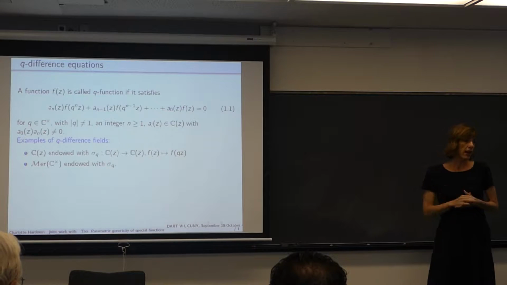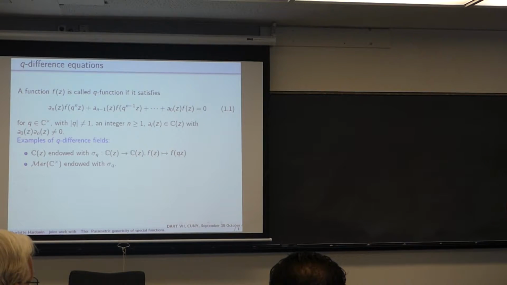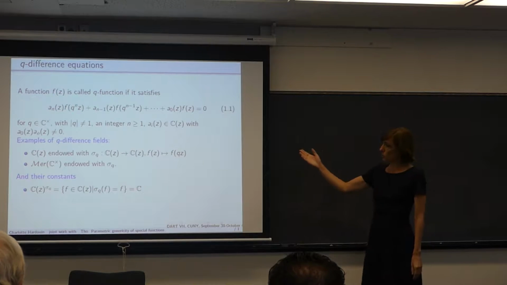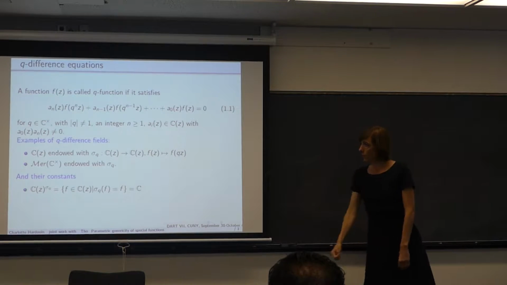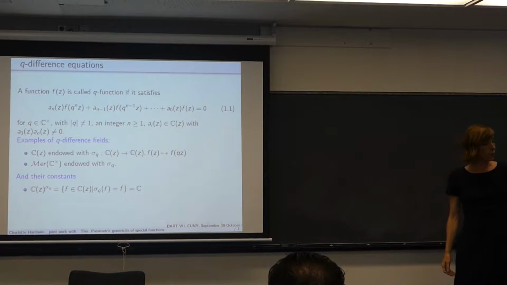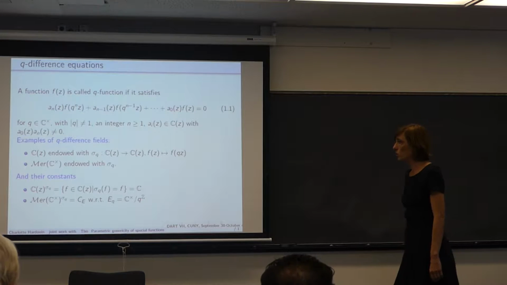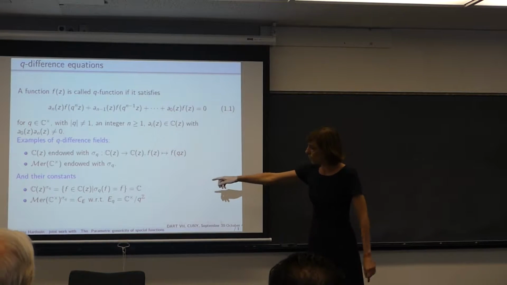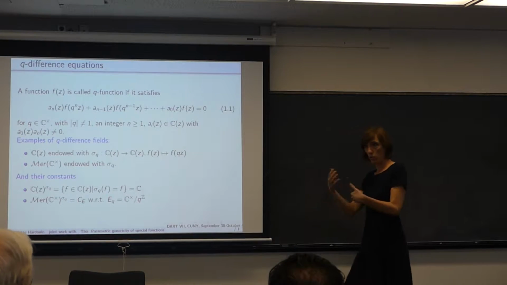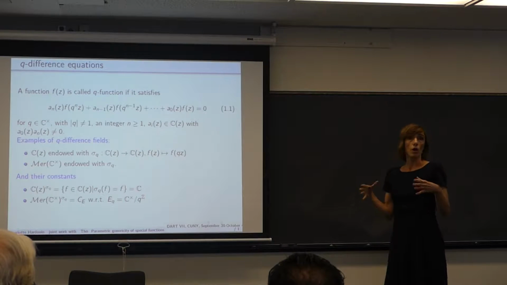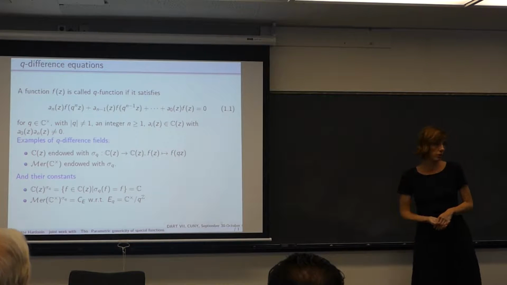And these two fields have some discrete constants, that is, the elements fixed by the operator. So for the rational functions, it's the field of complex numbers, and for the field of meromorphic functions on C star, it's the elliptic functions with respect to the following elliptic curve, which is written in a multiplicative way. So it's much larger constants.